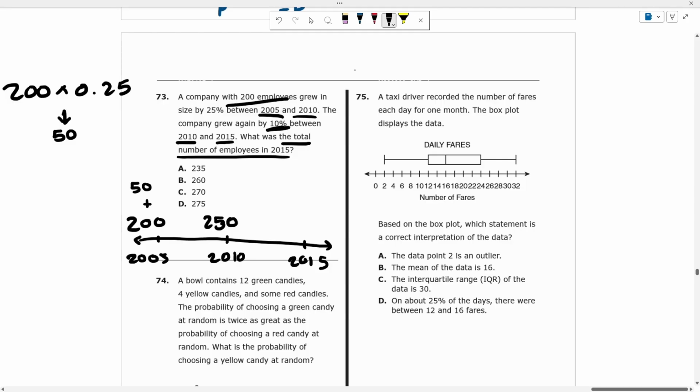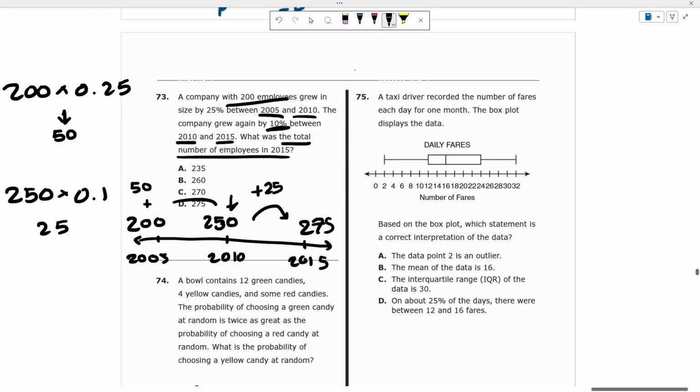Then we know it grew by 10% between 2010 and 2015. So we're not going to find 10% of 200, we're going to find 10% of 250 because that's the population that grew by 10%. So 250 times 10% is 250 times 0.1, which is equal to 25. So in addition to that 250, we increased by another 25 people, which is 275. And now we have 275 people working in that company in total.